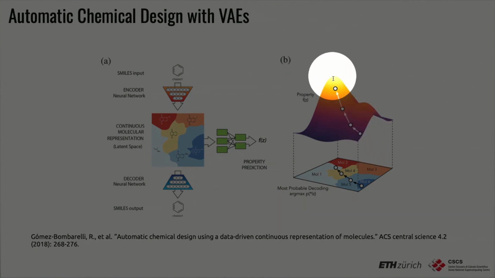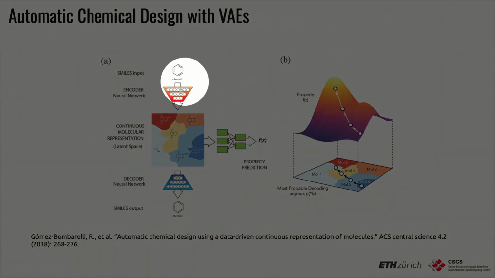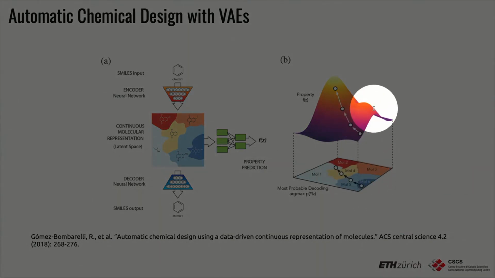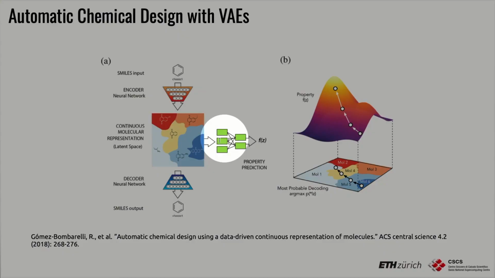So for example, here maybe you want to maximize, let's say that this property is the solubility of a molecule. You start with your input, encode it into the latent space. You would be, for example, here. And then you try to optimize the solubility of this molecule in latent space by doing optimization on this function, because you have the gradients. You can obtain them by backpropagation.